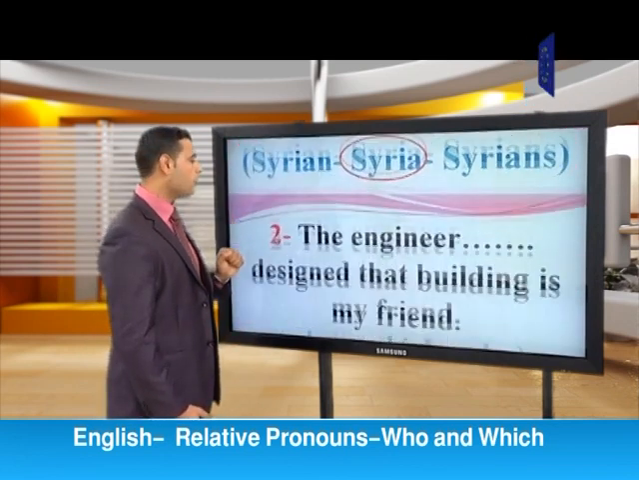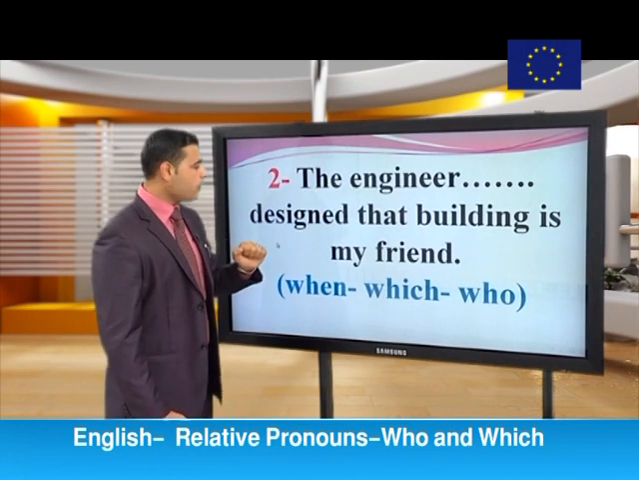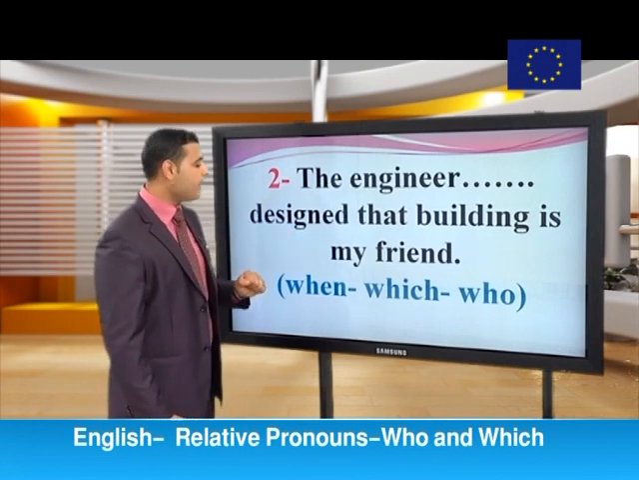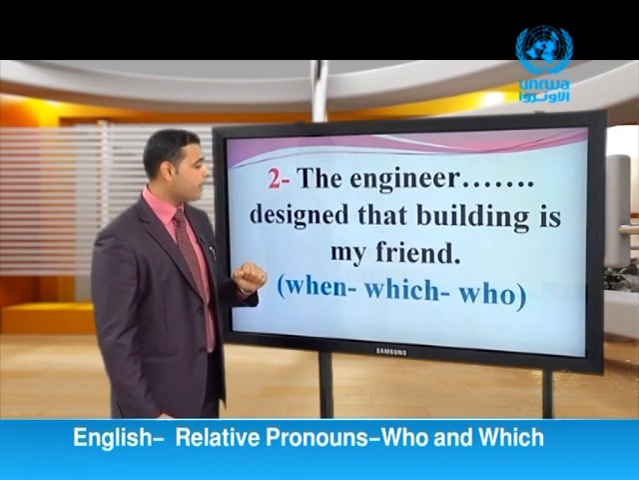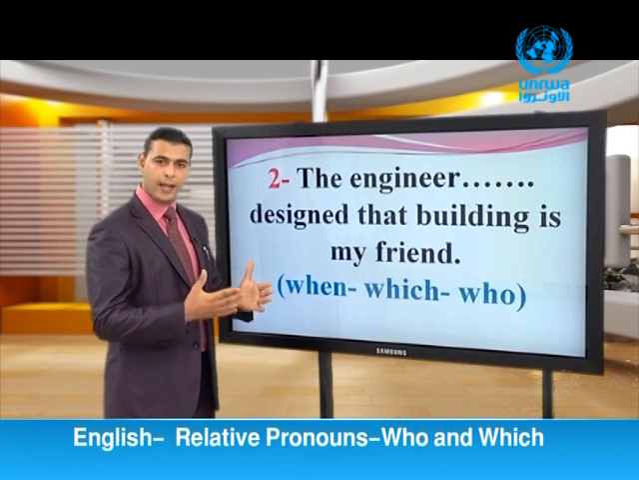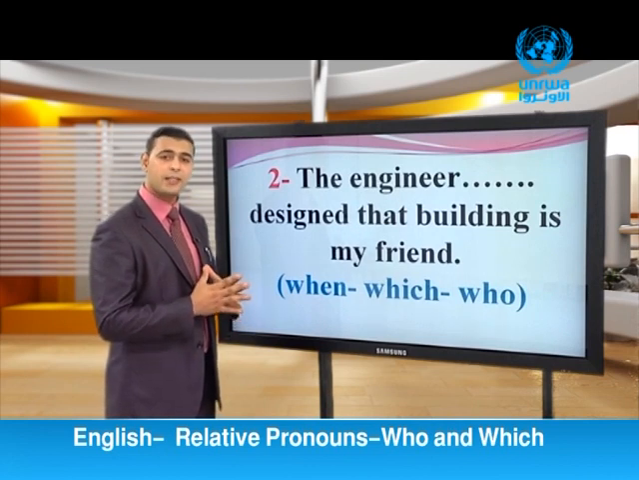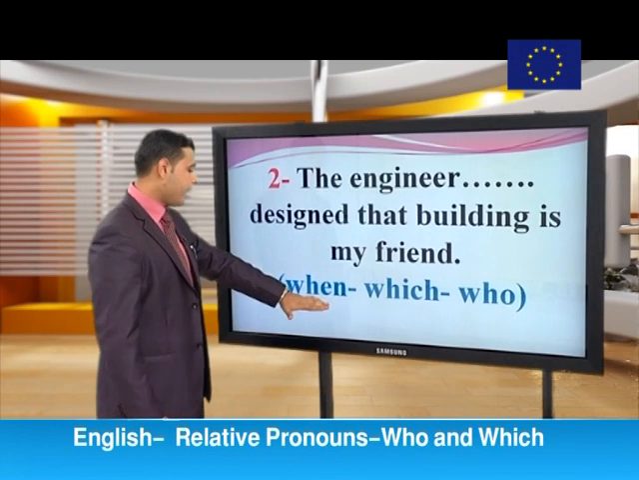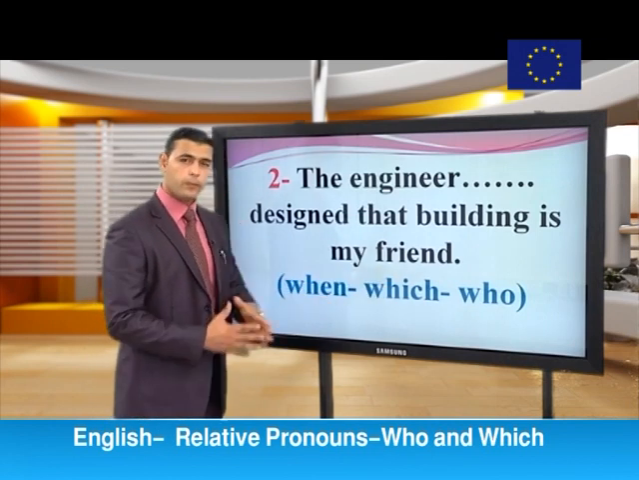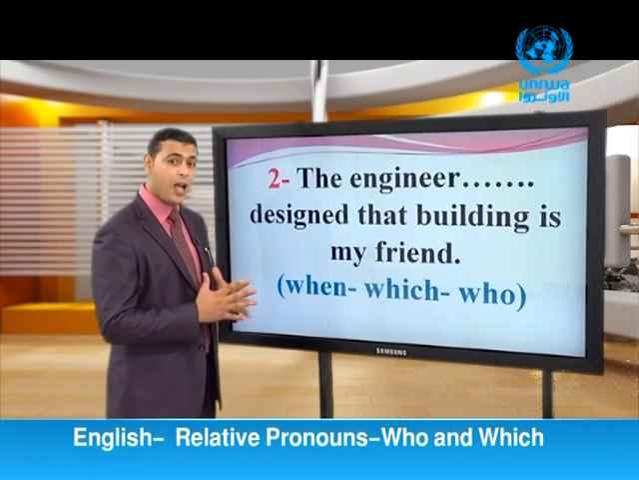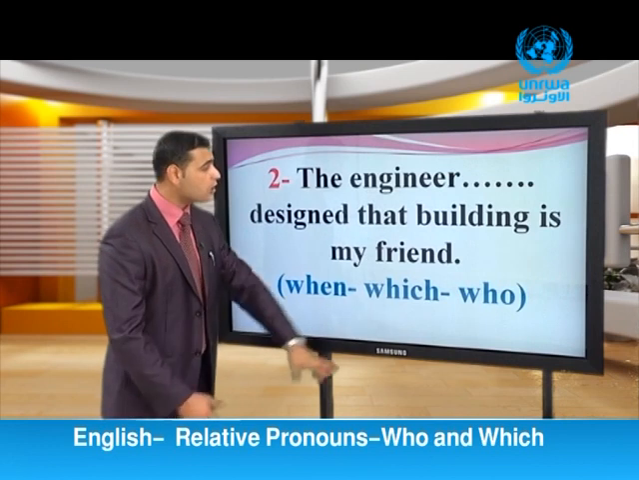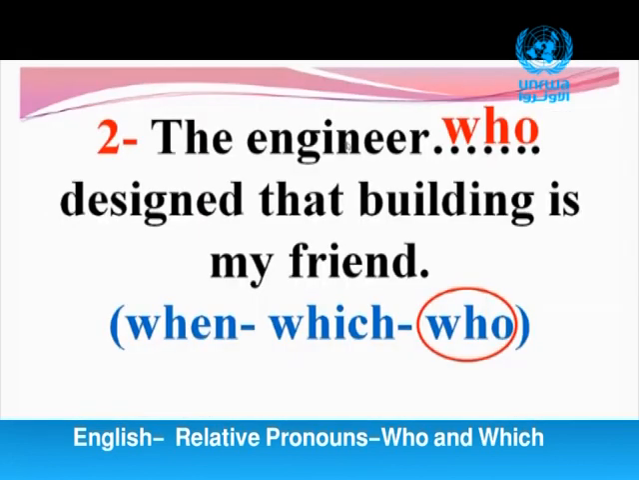Let's move to number 2. The engineer designed that building is my friend. المهندس الذي صمم هذا المبنى هو صديقي. Is it when, which, or who? Don't forget that we talk about the engineer, المهندس, إنه شخص عاقل. So that directly we need to use who. مباشرة سنستخدم ضمير الصلة who. The engineer who designed that building is my friend.